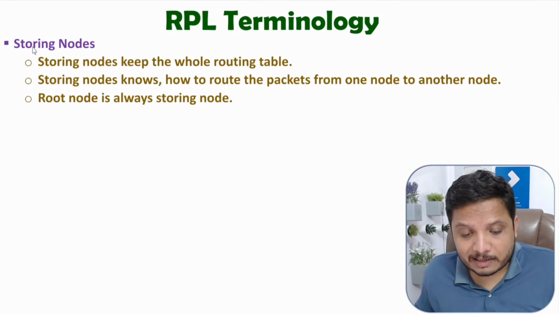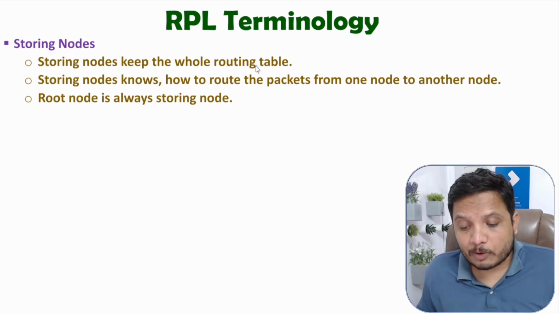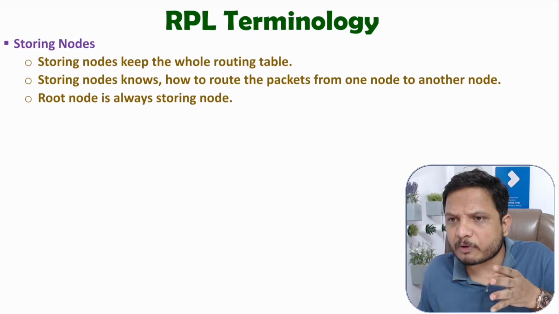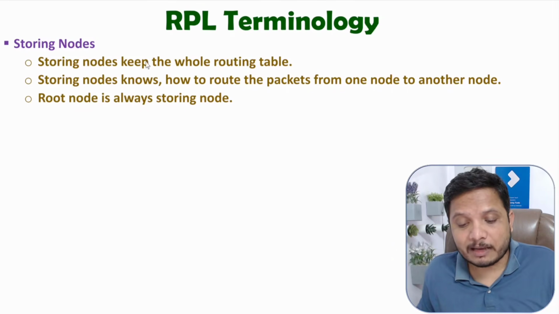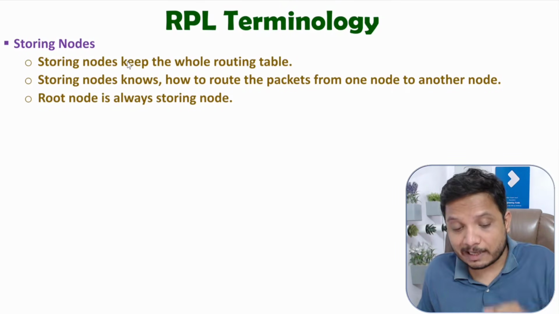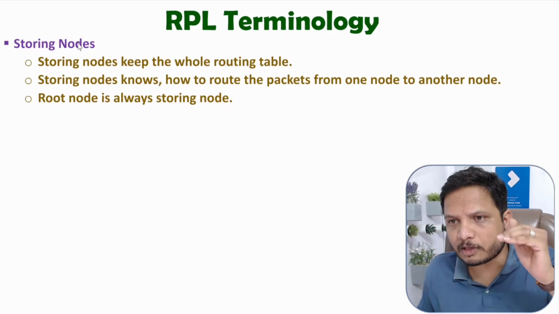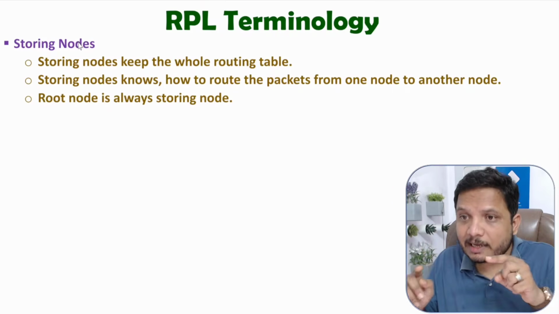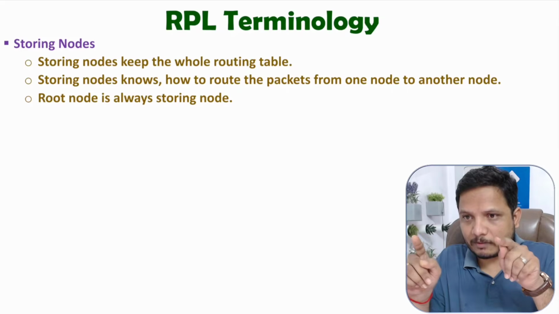Now, a very interesting part that comes is storing nodes. See, storing nodes keep the whole routing table. So here in this protocol, we transfer information to each node. The nodes which have complete information are referred to as storing nodes. At last you will get to know the meaning of storing node. Right now just consider this. Here, to form the DODAG graph, all the nodes will be giving information to each other.